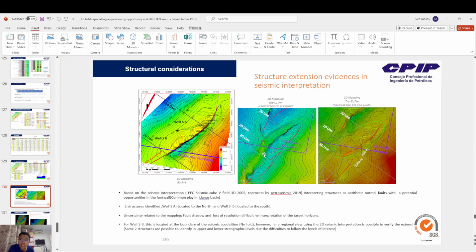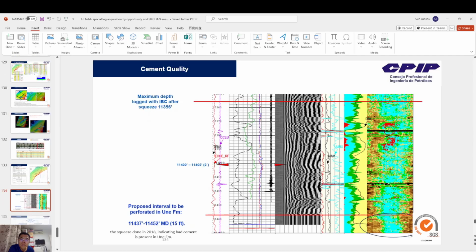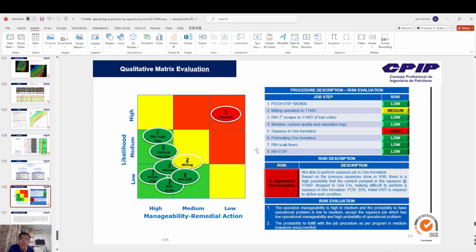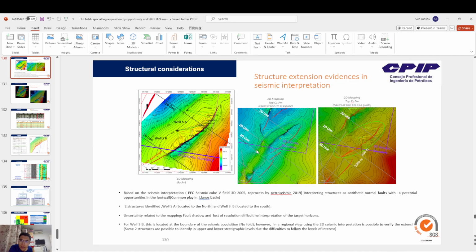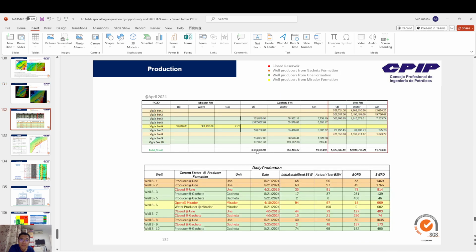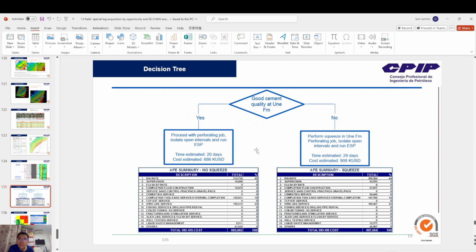Structural consideration based on the seismic interpretation, interpreting the structure as an antithetic normal fault. Two structures were identified, A and B. Uncertainty related to the mapping, fault shadow, and loss of resolution. For well B, this is a decision tree.